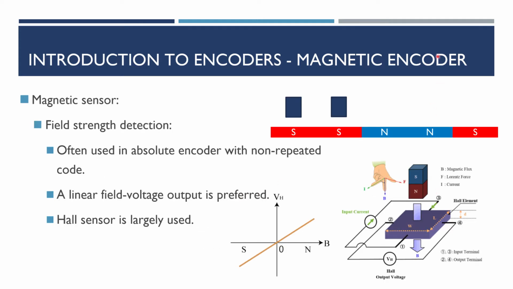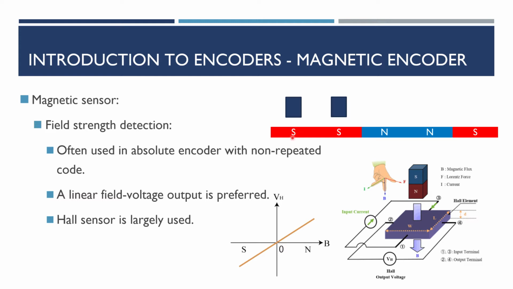Okay, so in terms of the sensor used for the magnetic encoder, there are two types of sensor, which are field strength detection and field angle detection. For the field strength detection sensor, it is usually used in the absolute encoder with non-repeating code, in which the binary codes are paired on the scale, with the north pole as binary 1 and south pole as binary 0. For example, here we have a sensor array that is composed of 2 elements and a 2-bit non-repeating binary coded absolute scale.